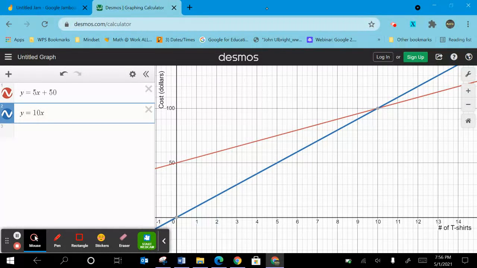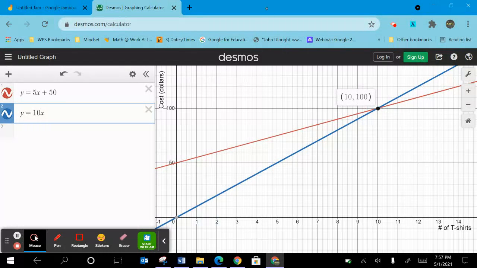Now this point right here, where they intersect, is actually the solution to the system of equations. That's the point we're looking for. That's the really important one when you're solving a system of equations. So in this case, the solution is the point that falls on both lines. And in this case, it is (10, 100).